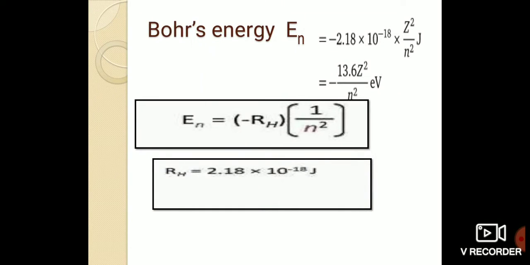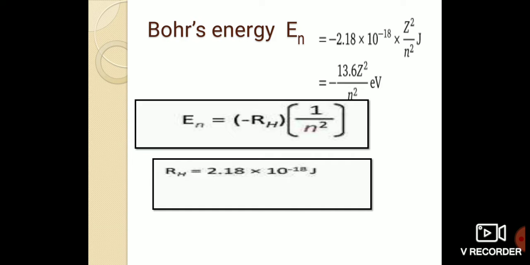We are going to study about Bohr's energy, like we have studied how to calculate the Bohr's radius and the Bohr's velocity. In the same context, let us study about the Bohr's energy. It is represented by En, and En is equal to minus 2.18 into 10 to the power minus 18 into Z square upon n square, and this unit is in joule.